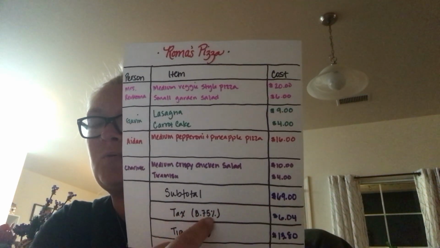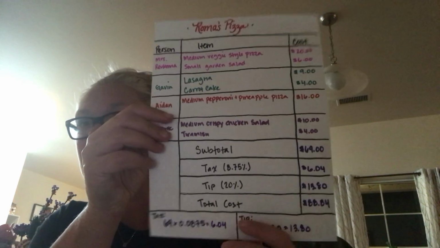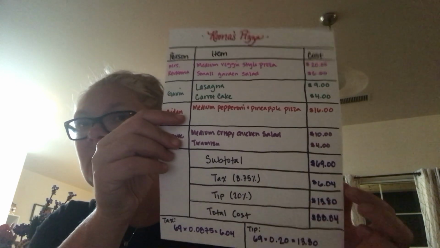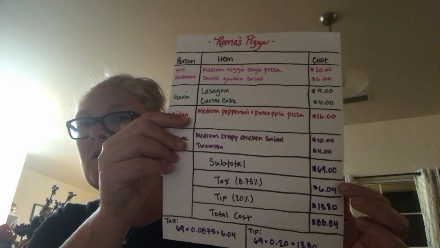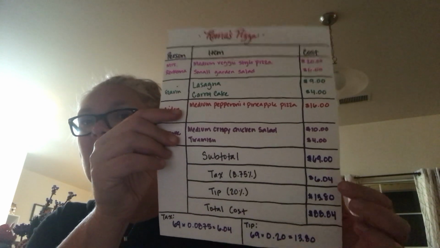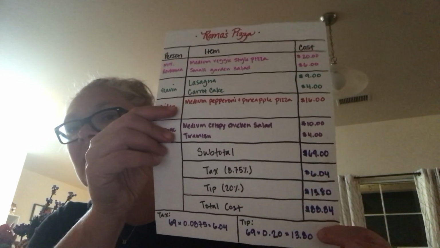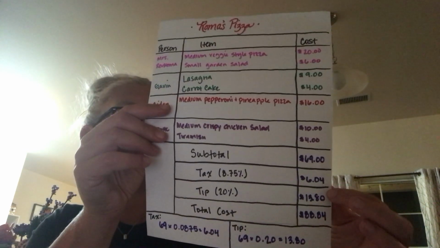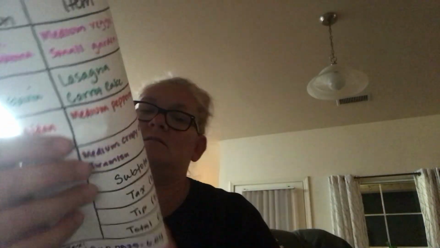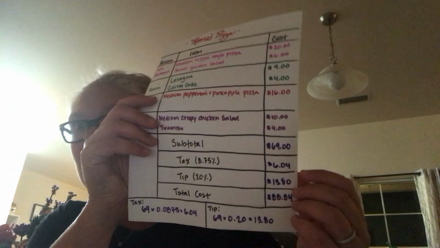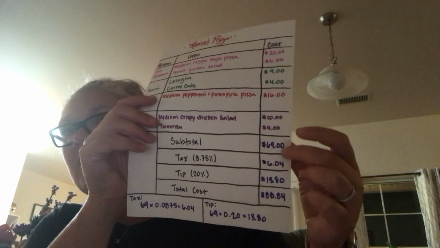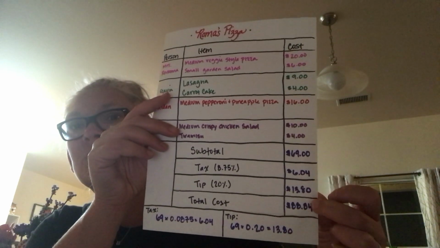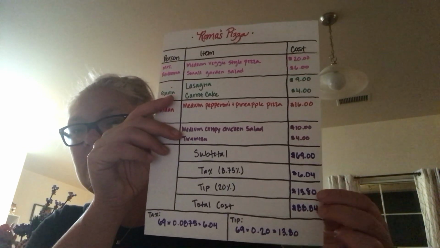Now tax at 8.75%, you can see down here, I calculated tax using my percent equation. So tax for us came out to $6.04. I left a 20% tip, and here's where I showed you how I calculated my tip. So our tip was $13.80. When I add that all together, it gives you the final cost of our meal, the total cost of our meal, which was $88.84.